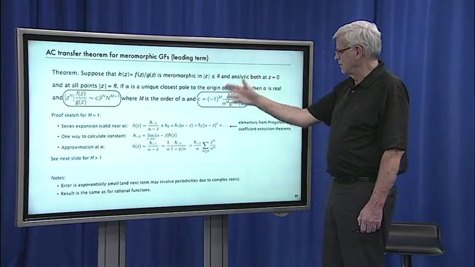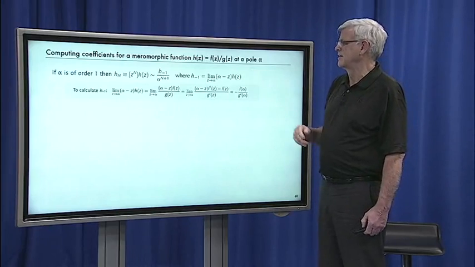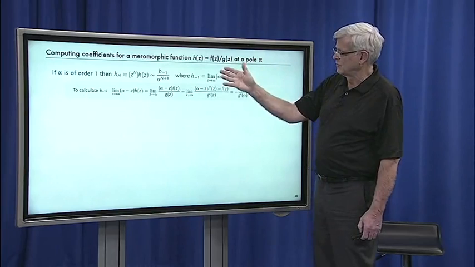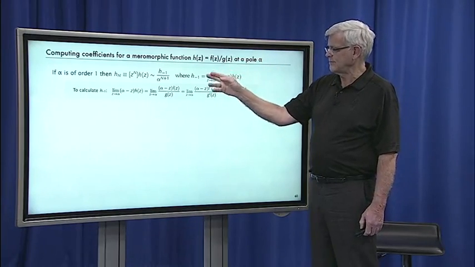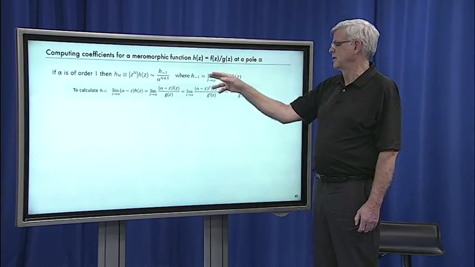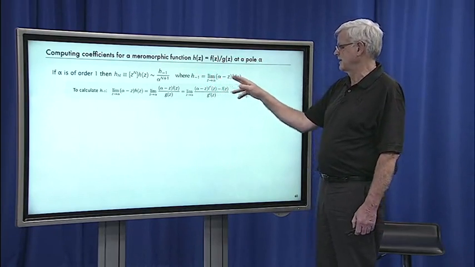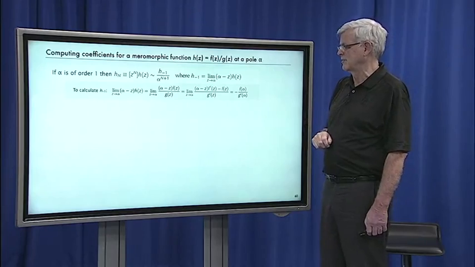Now, before I go on, I want to justify this constant. That's the coefficients. I mentioned before that we compute the constant if the pole is of order 1 just by taking the limit of alpha minus z times h of z.